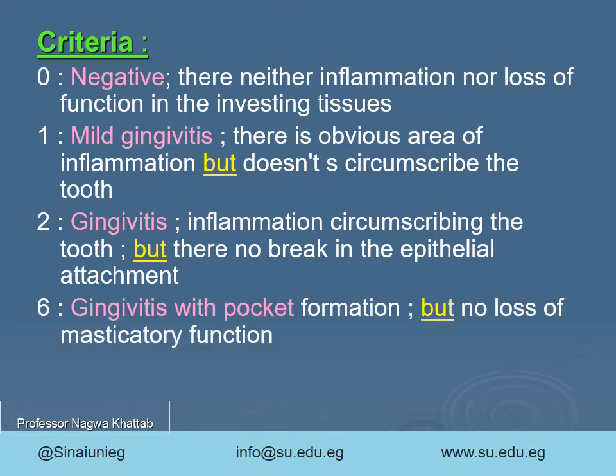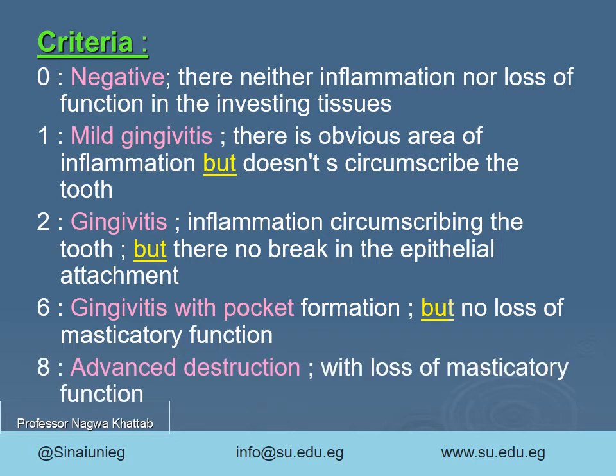المفروض يبقى في score 3 لا جه 6. في pocket formation يعني في attachment loss but without loss of the masticatory function. في pocket لكن السنة firm in its place أقدر استخدمها في masticatory function. It is not loose or drifted. 8 there is an advanced destruction with loss of the masticatory function. يبقى هنا عندي السكور 0 1 2 بدل 3 و4 بقى 6 و8. هنعرف ليه.